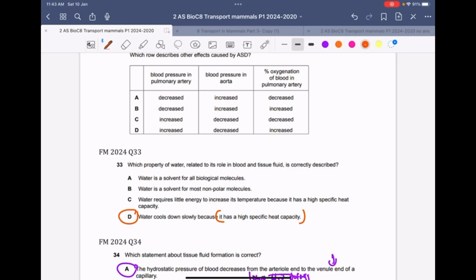So why A is incorrect: water is a solvent for biological molecules, including proteins, DNA and carbohydrates. But water cannot dissolve lipids because lipids are hydrophobic.